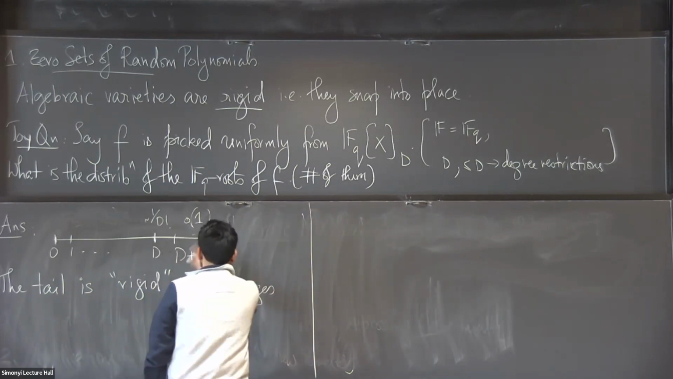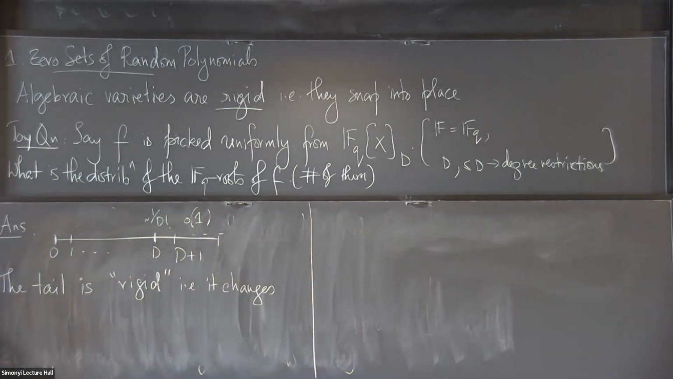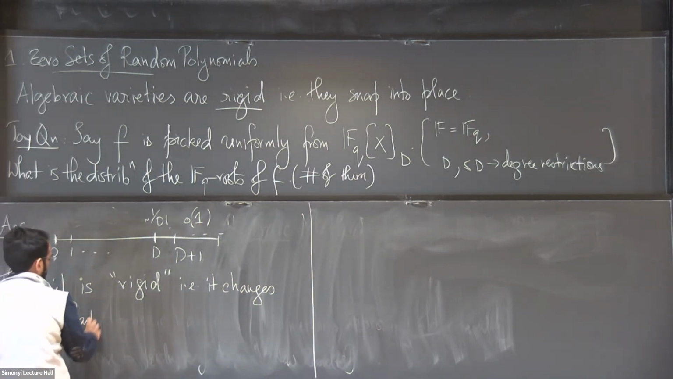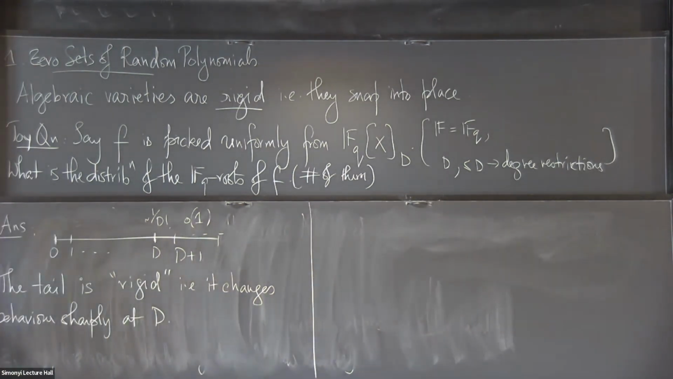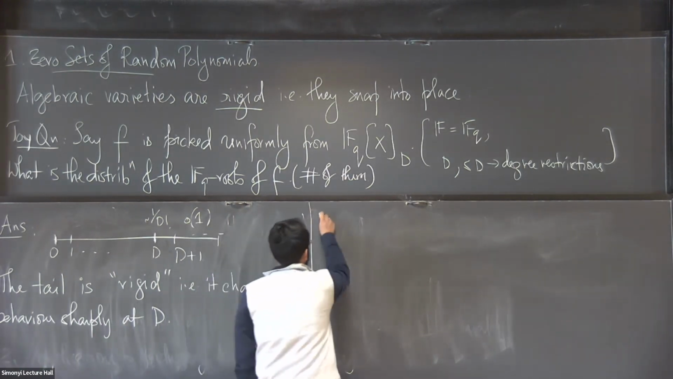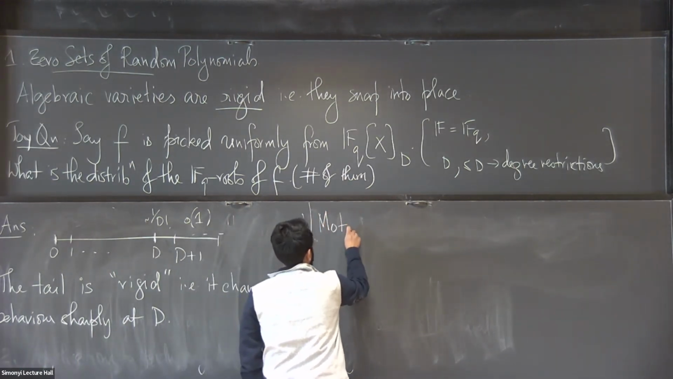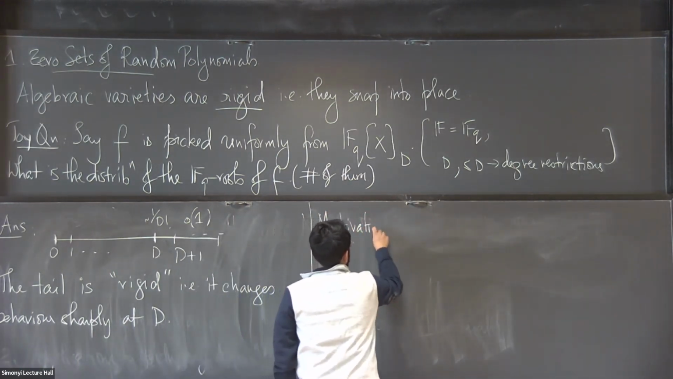So the behavior of the tail changes sharply at this degree, right? And much of the talk will be concerned with higher dimensional, less trivial versions of this phenomenon. And there's a lot of power there, as you'll see. Okay, this is a silly thing, but it's just to set the stage. Start with a motivating question.